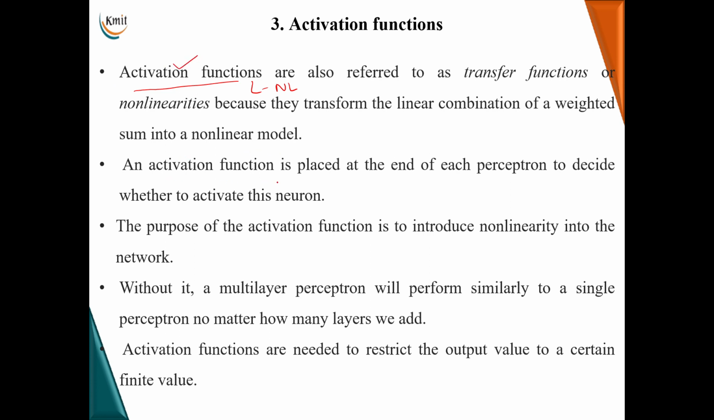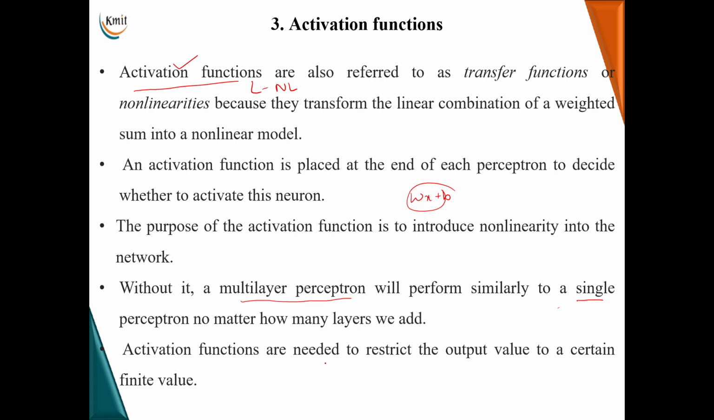An activation function is placed at the end of each perceptron to decide whether to activate this neuron or not. So depending upon the output of Wx plus b, the activation function decides whether to activate that particular neuron or not. The purpose of the activation function is to introduce nonlinearity into the network. Without it, a multi-layer perceptron will perform similarly to a single perceptron model.